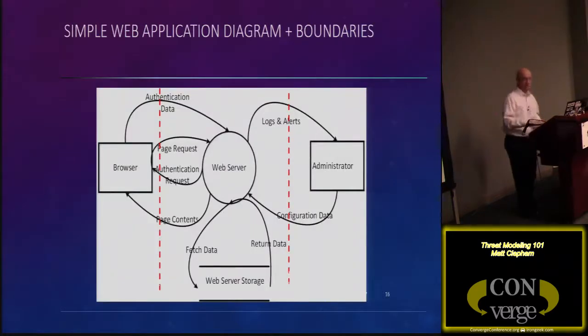So take that earlier diagram, and we'll put some trust boundaries on it. So there you can see between the administrator and the web server and between the browser and the web server, we've got some trust boundaries that indicate, hey, data on this side should not be fully trusted. Not until it's been validated, checked, tested, made sure that it's not going to cause problems in the system.